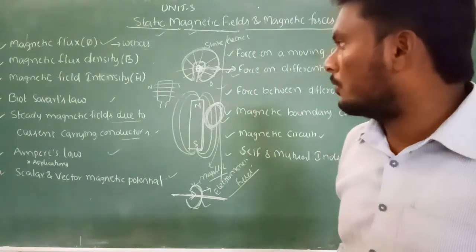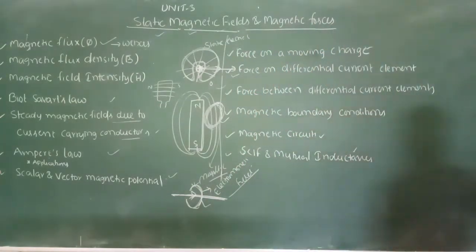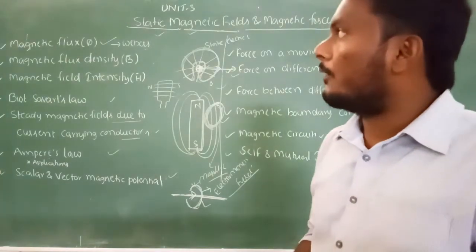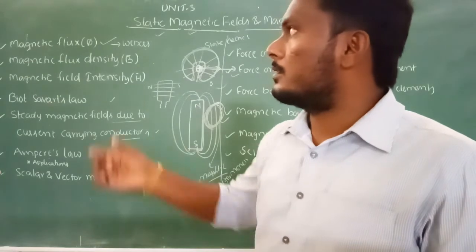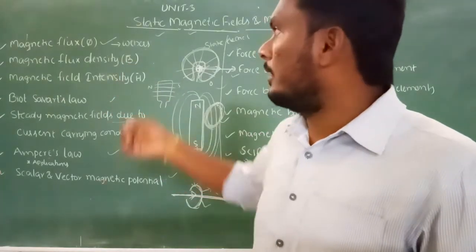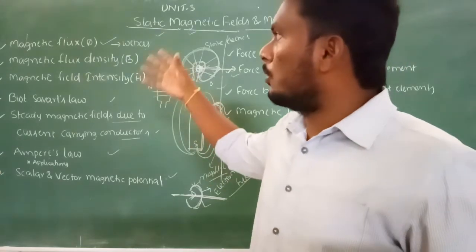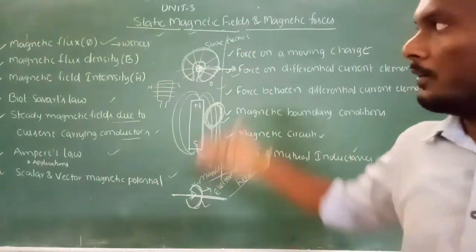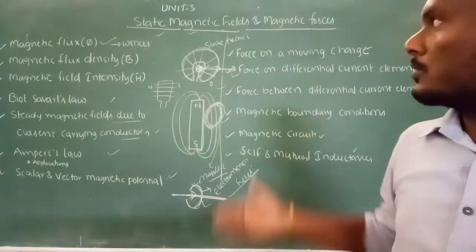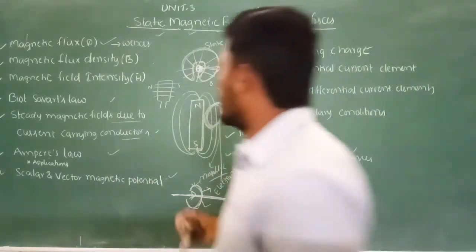Okay, now we'll see our unit, starting with defining some small definitions like magnetic flux, magnetic flux density, and magnetic field intensity. If you don't know the meaning of those three terms, you cannot understand static magnetic fields. So that's why.